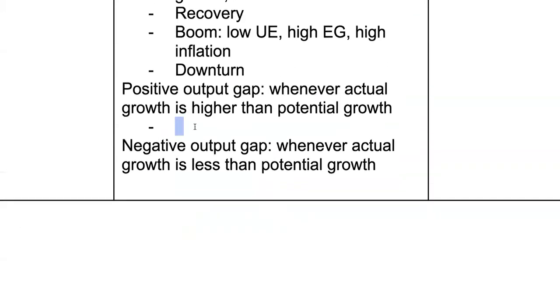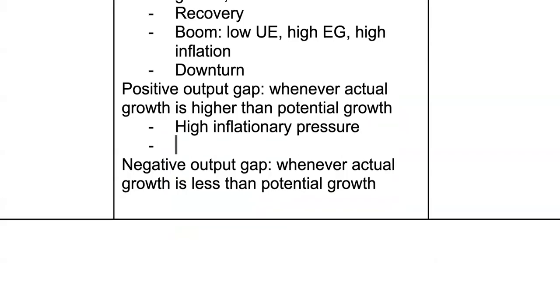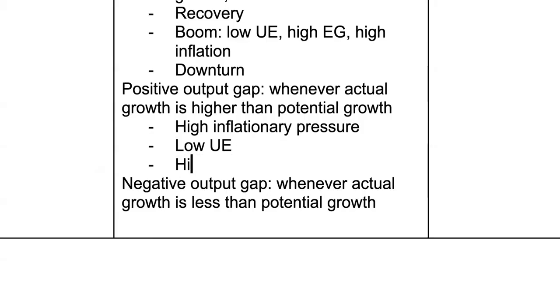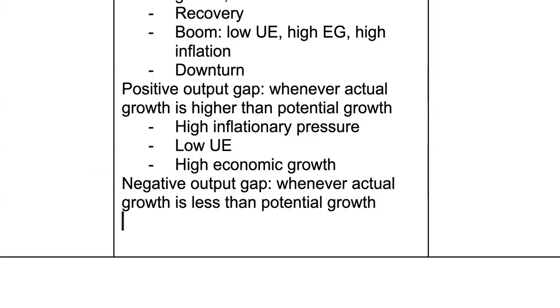So when there's a positive output gap, there's going to be high pressure on prices. Everyone's going to be working because everyone's doing way too much. People are going to be working quite hard. That's fine. So low unemployment, and obviously there's high economic growth as well. So the only issue with a positive output gap is that there's high inflation. And then negative output gaps are going to have lower inflationary pressure.